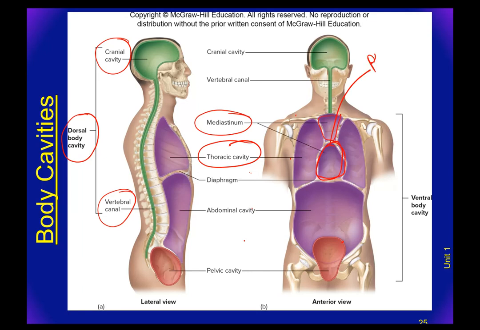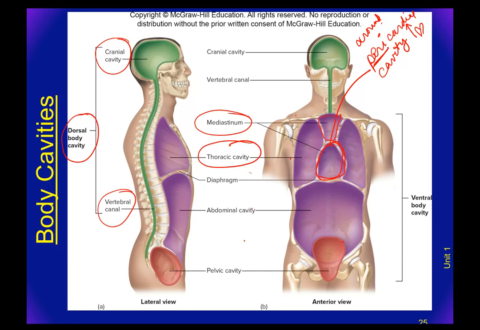The heart is also surrounded by a cavity. This is called the pericardial cavity. P-E-R-I. Peri means around. What's cardio? The heart. So the pericardial cavity is the sac surrounding the heart.